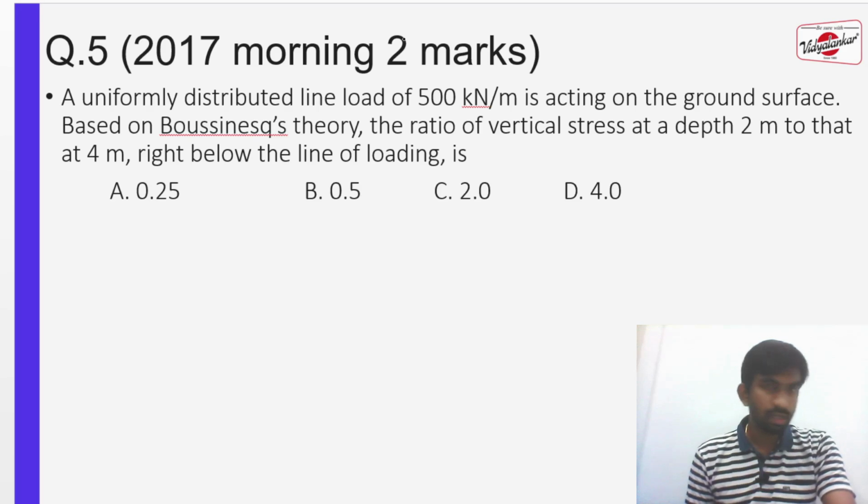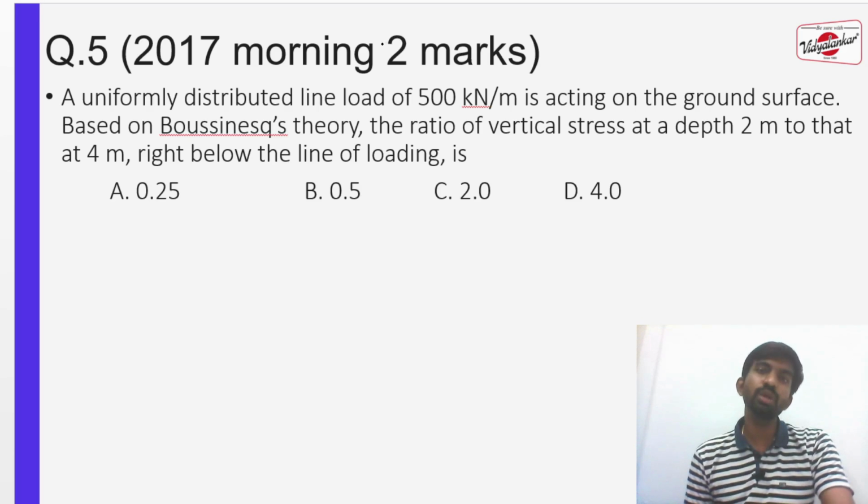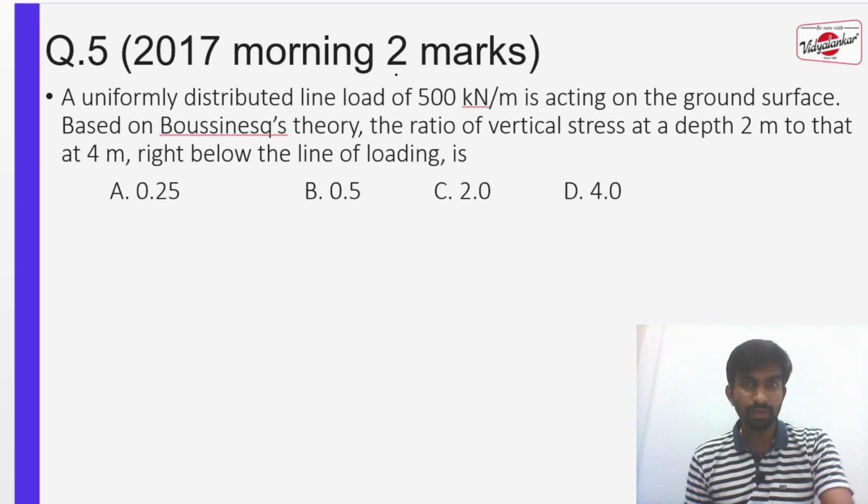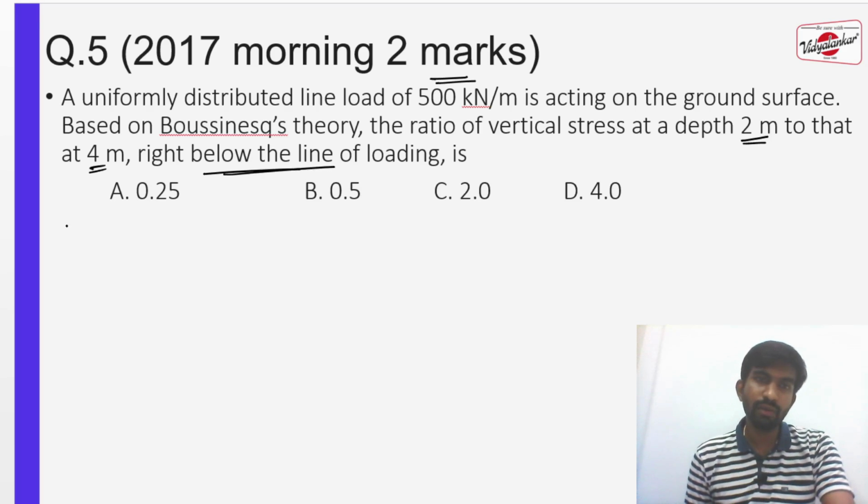So if you will see here the same question which is asked in 2019 for afternoon session. So basically UDL load that is applied as a 500 kilonewton per meter on the ground surface. The Boussinesq theory, the ratio of vertical stress at depth 2 meter to the 4 meter, right below the line of loading. तो जब line of loading के नीचे रहता है तो आपका R by Z का वैल्यू 0 रहता है, जिसके हिसाब से आपका जो Boussinesq कोएफिशिएंट रहता है वो 0.4775 होगा.